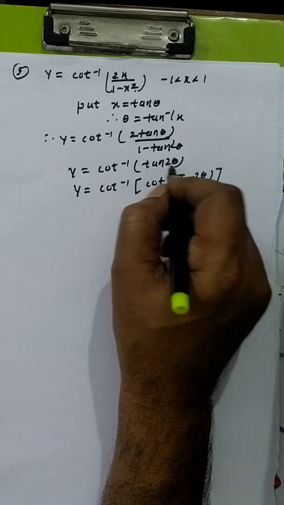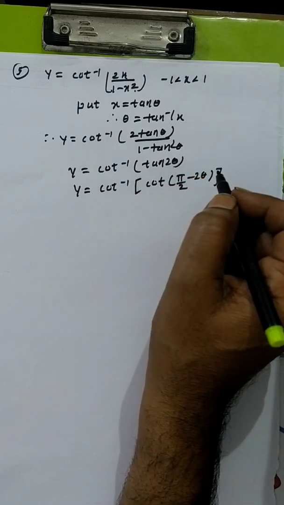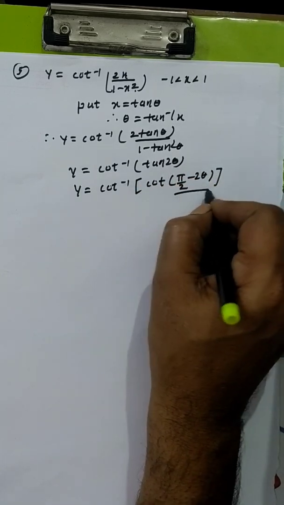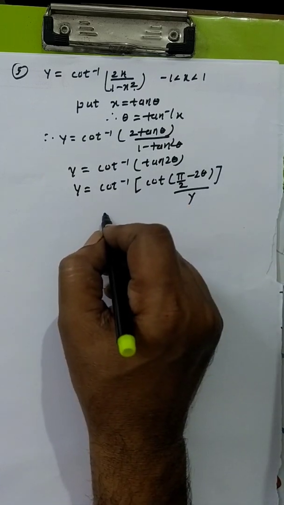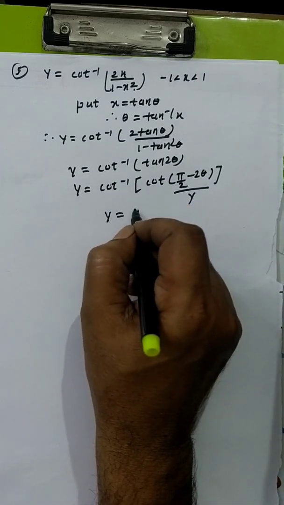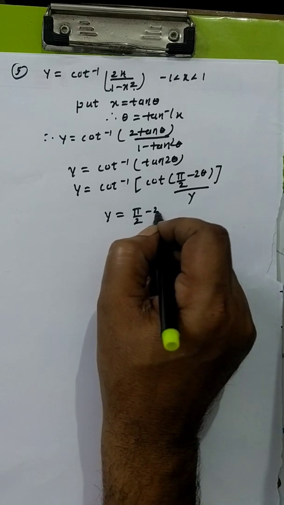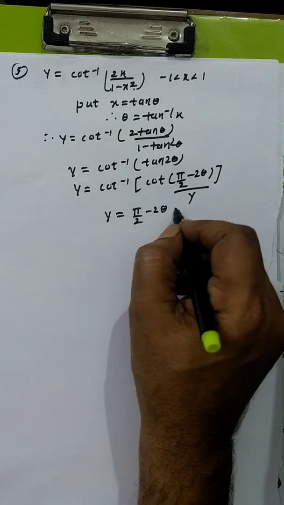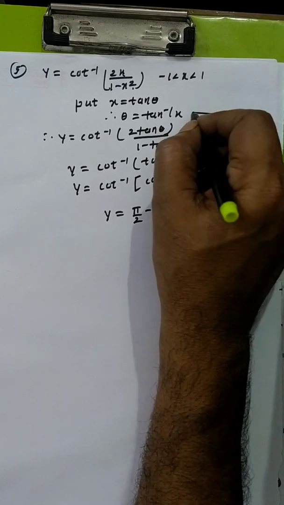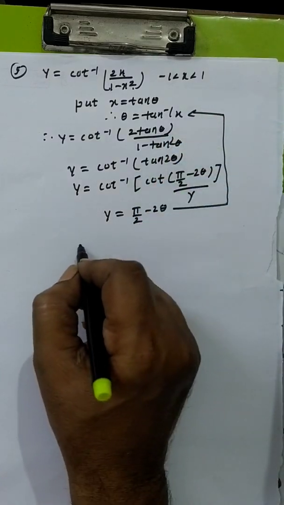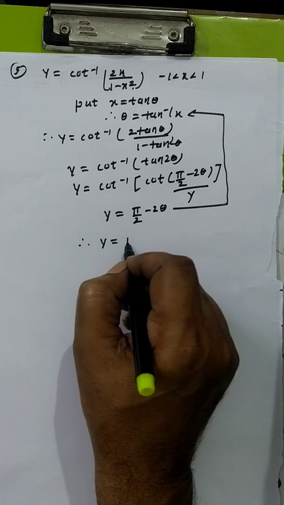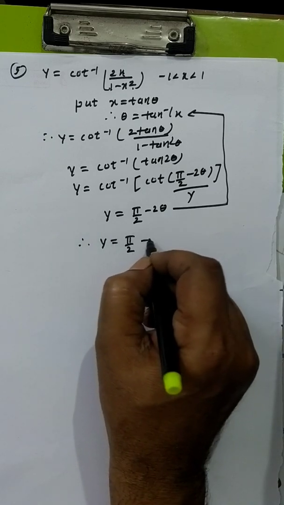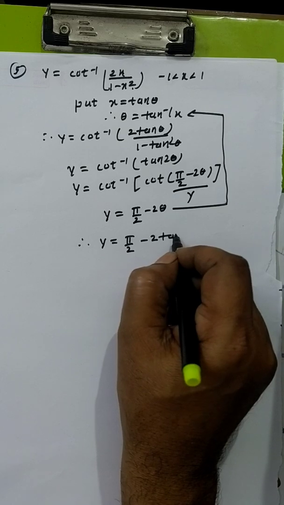Now cot of pi by 2 minus 2 theta is nothing but again tan 2 theta. Now this is like tan inverse of tan y, but what is the value of y? Pi by 2 minus 2 theta. So y equals pi by 2 minus 2 theta. But what is theta? Theta is tan inverse of x. Therefore y equals pi by 2 minus 2 times tan inverse of x.